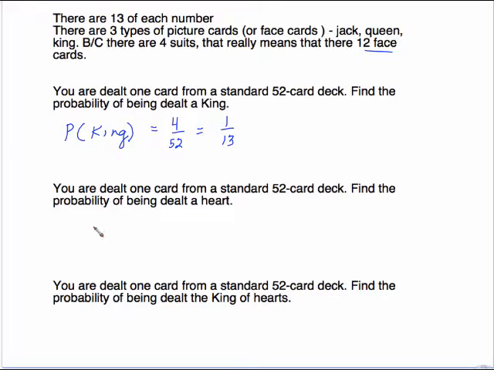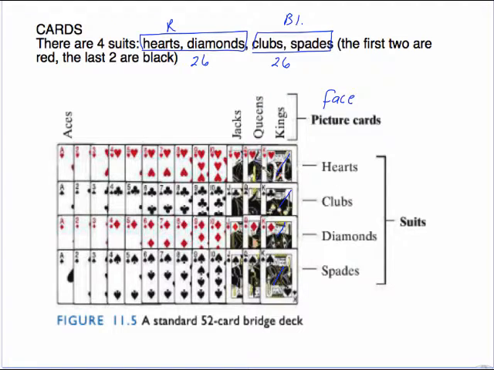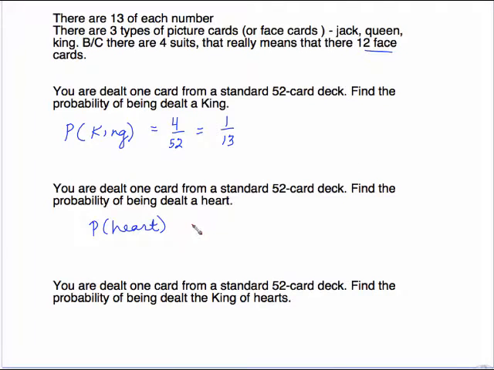You are dealt 1 card from a standard 52 card deck. Find the probability of being dealt a heart. So let's look back. Hearts, right here, how many are there? There are 13 of these hearts. So the probability of getting a heart is 13 over 52, which reduces to 1/4.